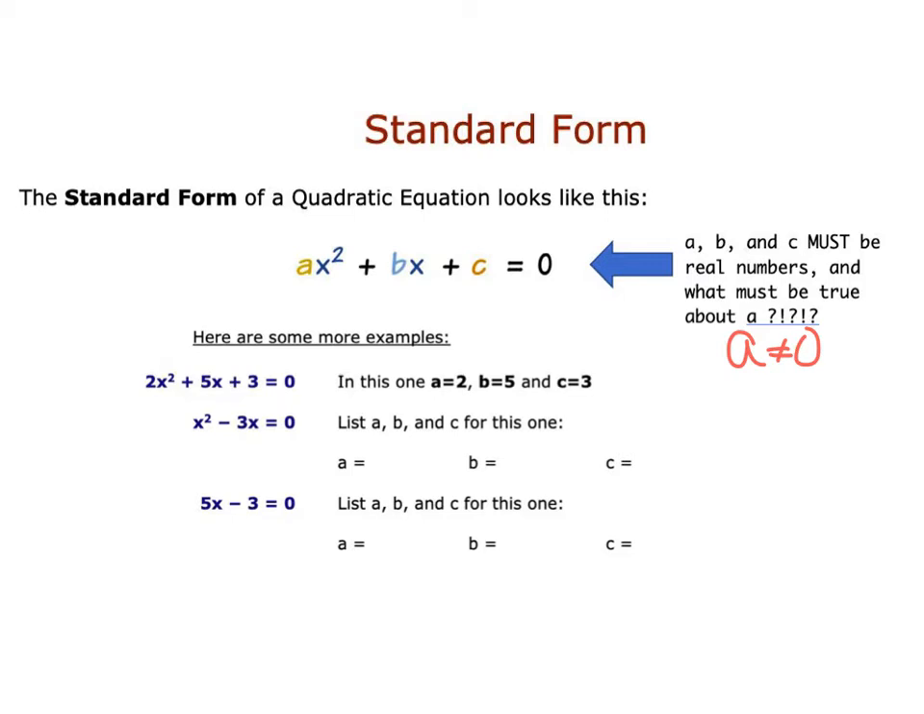So here are a few examples. Let's identify the values of A, B, and C in each of these. The first one's done for you, A being 2, B is 5, and C is 3. In the next one, the x squared term, A is 1, it's the coefficient in front of x squared, B is negative 3, keep your sign, and C is 0, there is no constant. In this last one, A is 0 because there is no x squared term, B is 5, and C is negative 3. So technically, this one is not a quadratic. This would be linear because the highest degree is 1. It would make a line.